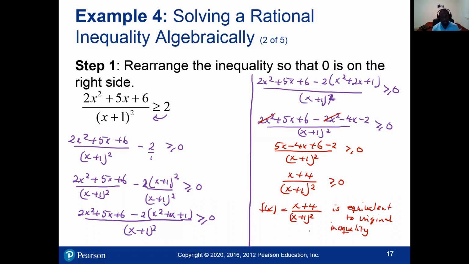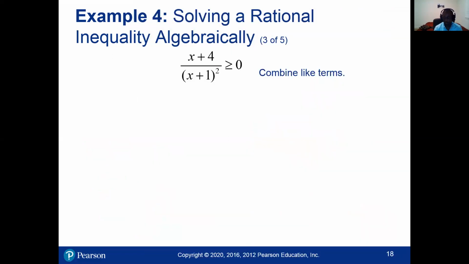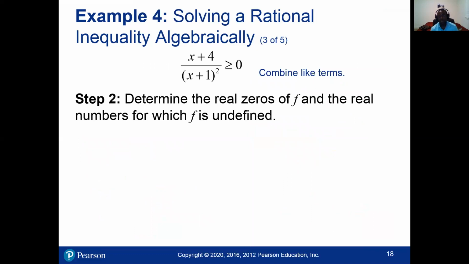All right, so there's a lot of work in step 1. If you have other than 0 on the right hand side originally, it has some more work, and that's algebra. Now let's go to step 2. Step 2 is to determine the zeros of the f and the real numbers for which it is not defined. So my f of x is x plus 4 divided by x plus 1.